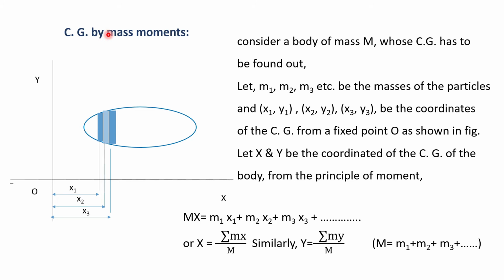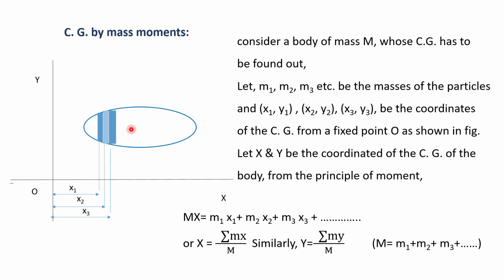Now, as we have seen, different methods are there. We can find out the CG by the graphical consideration, by the geometrical consideration, or by the moments. So let us see how we can find out the CG by the mass moments. The idea is that any geometric figure is divided into small particles, and then the mass of each individual particle is considered, and its summation is done from the reference axis. For example, we have a body here of mass m whose CG has to be found out.